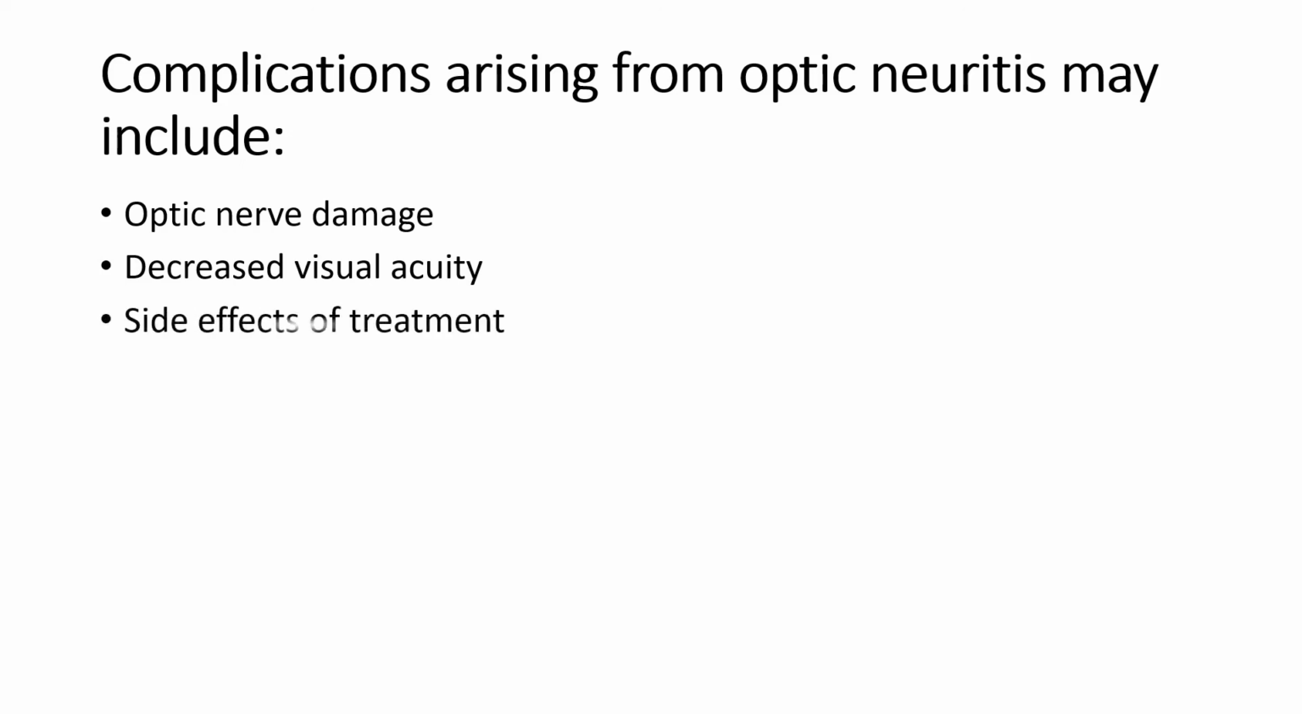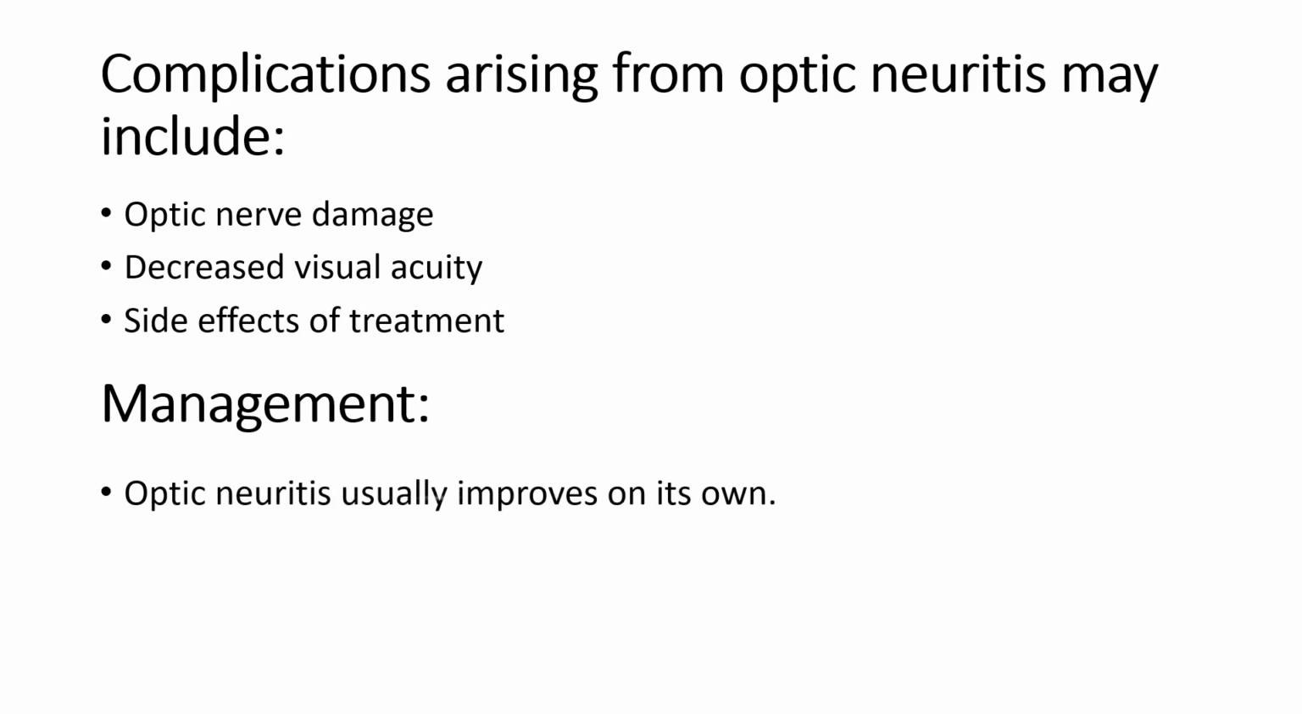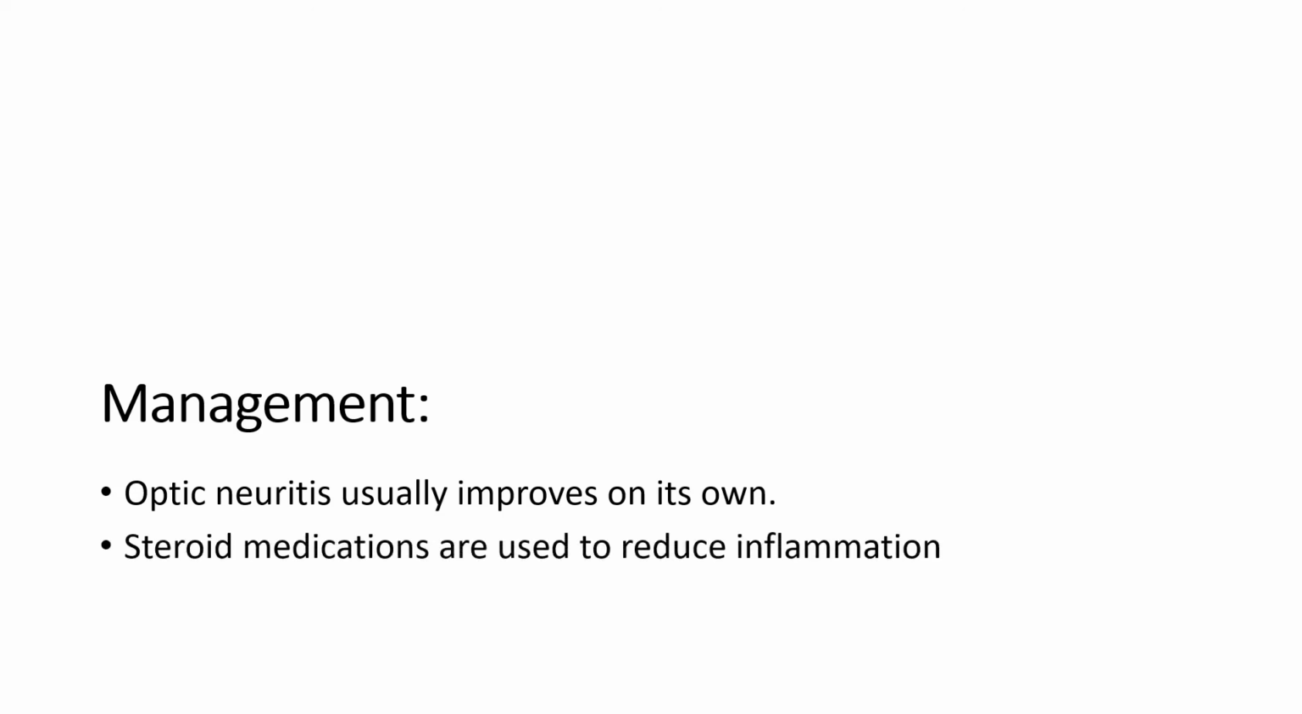And side effects of treatment. Steroid medication used to treat optic neuritis subdue your immune system, which causes your body to become more susceptible to infection. Other side effects include mood changes and weight gain. And the management of the optic neuritis. Well, the optic neuritis usually improves on its own. Typically, it heals on its own, and steroid medication is used to reduce inflammation in optic neuritis.